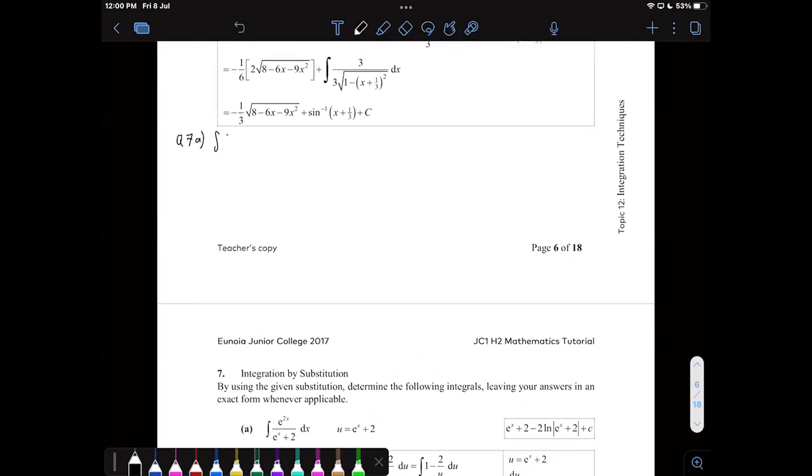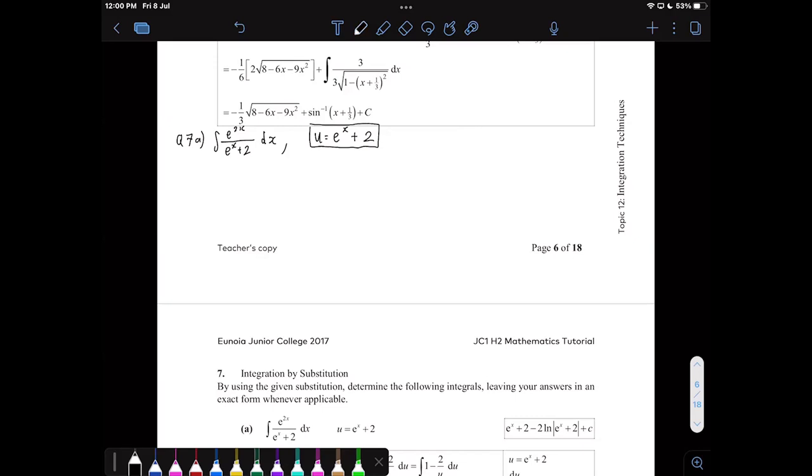You have the integral of e power 2x divided by e power x, then you add on a 2 dx. They tell you the substitution. By the way, A levels nowadays, from now onwards, will always give you the substitution. This will always be given. Don't worry.